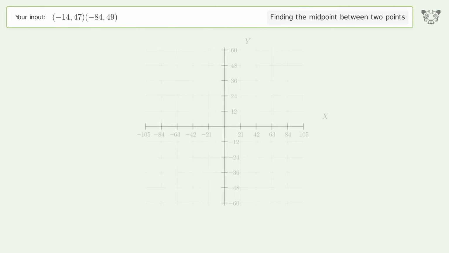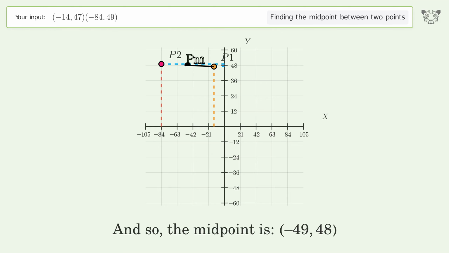And so, the midpoint is negative 49, 48.